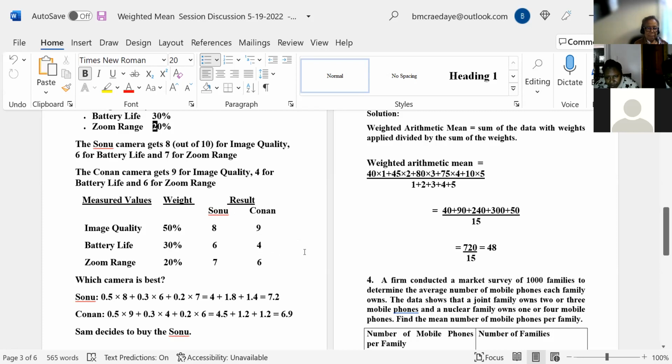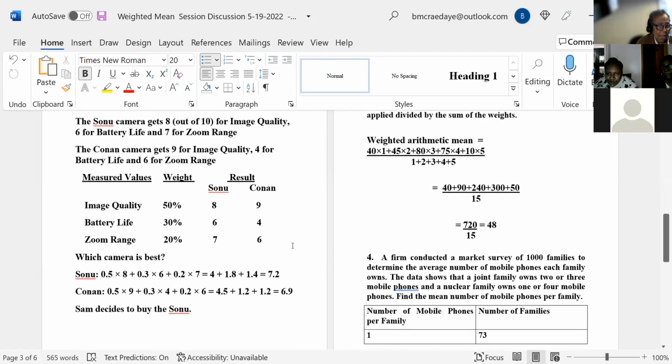Got it? I would have to do it on my own. Oh yeah, it takes a little practice, but just remember, when your weight is given as a percent, you convert it to a decimal. Now, that's not always the case. Sometimes the weight is given as a number.